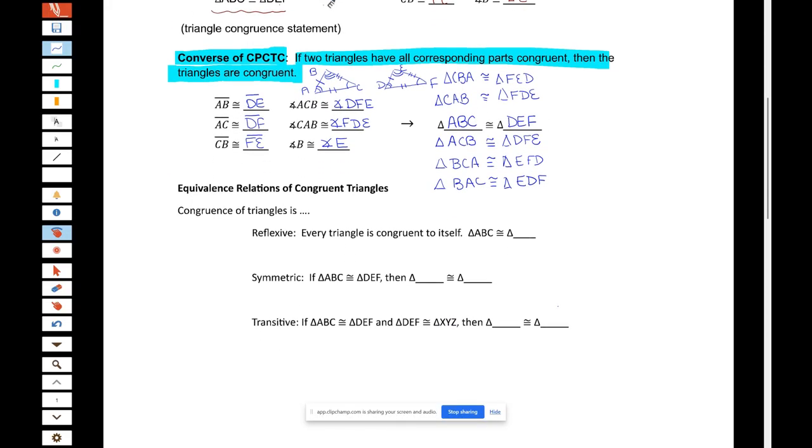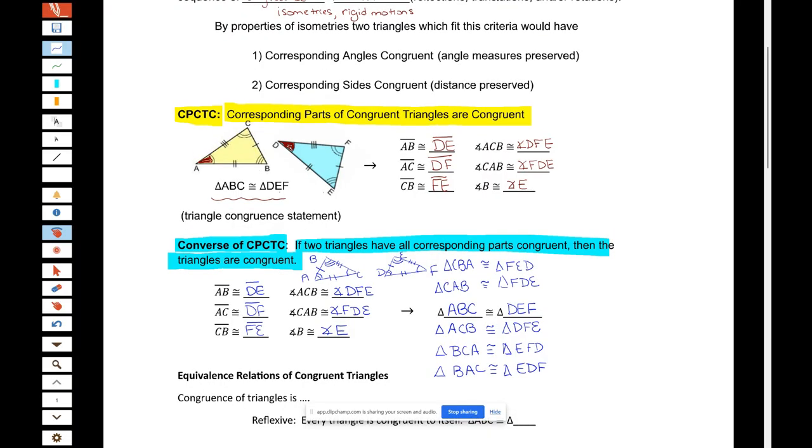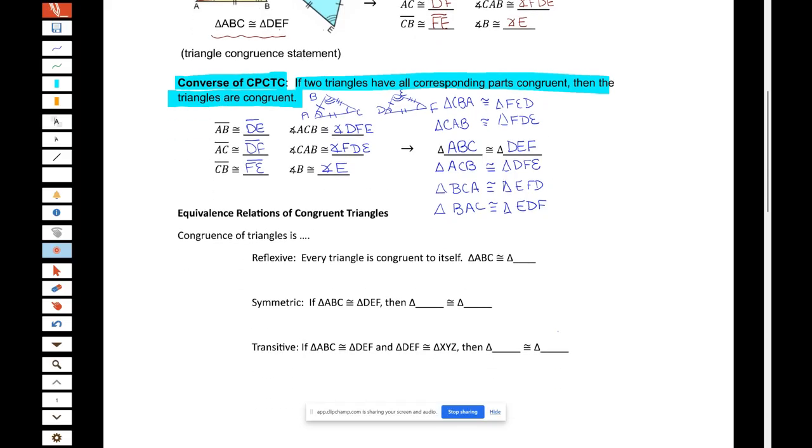All right, so we know that with CPCTC, it's very important you know the triangles are congruent. Then you can say stuff inside them is congruent. You can use CPCTC to justify that in a proof. The converse is if you're trying to prove triangles are congruent, you would have to show all 3 sets of sides and all 3 sets of angles, and then you could say they are congruent by converse of CPCTC. We will practice using both of these in an example proof in a minute.